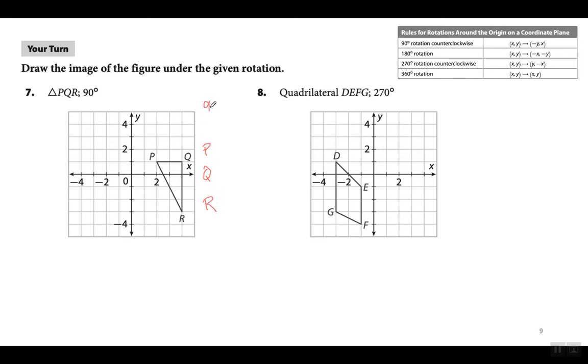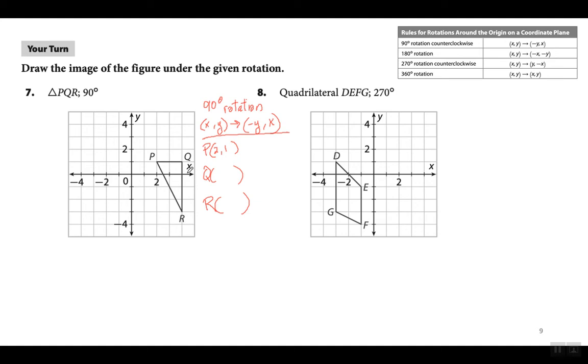All right, so I'm going to write up here 90-degree rotation, and I'm going to put the rule underneath it, which is that. And I'm going to put a line. First I'm going to write the coordinates for the pre-image. P is at 2, 1.